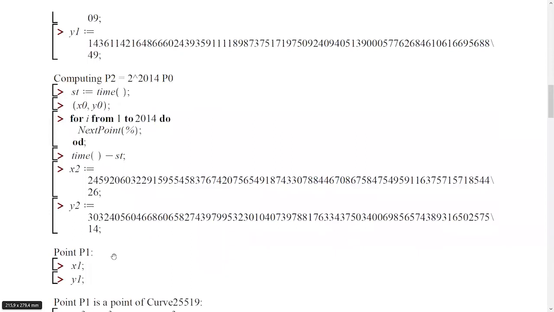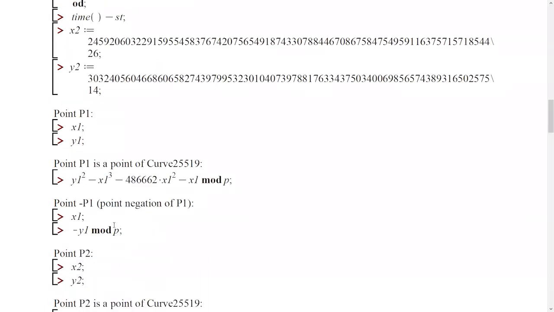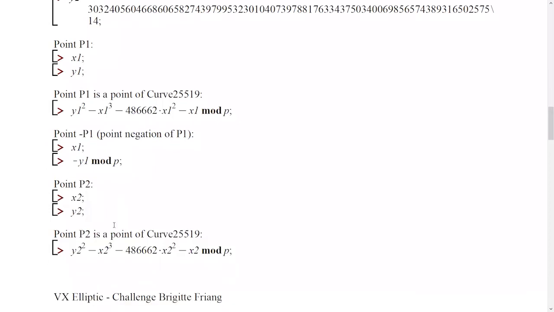We do the same thing for P2. P2 is equal to 2 to the power 2014 P0. So we will have to iterate a bit longer, and we are able to compute x2, so this value, and y2, this value.